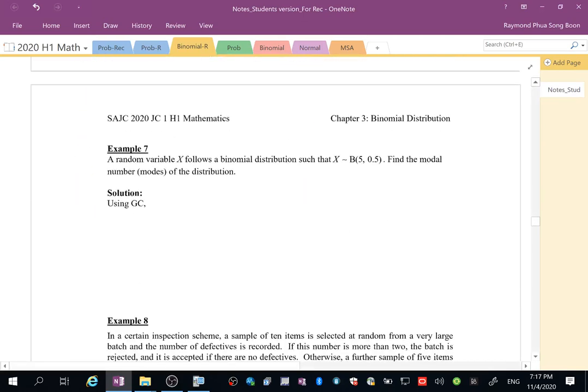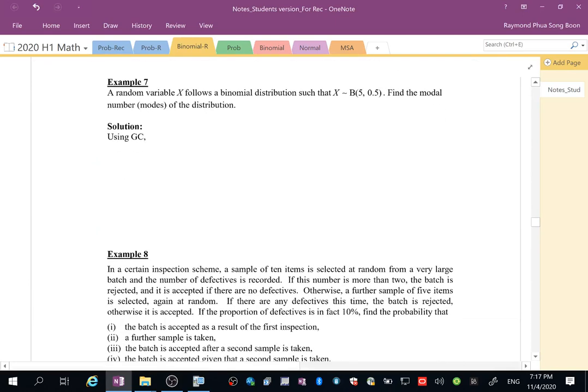Okay, let's look at another example, which is example 7. It's a very short example. You're told that random variable X follows a binomial distribution such that parameter n is 5 and parameter p is 0.5. You're asked to find the modes of the distribution.